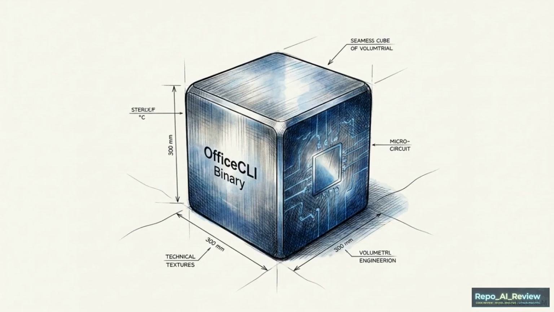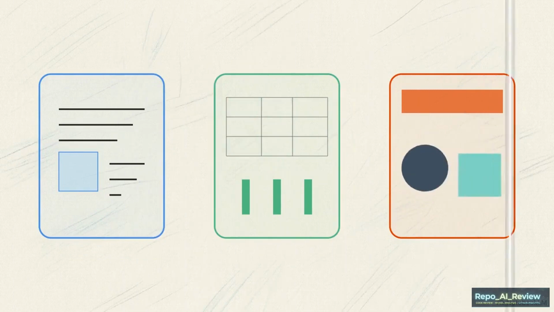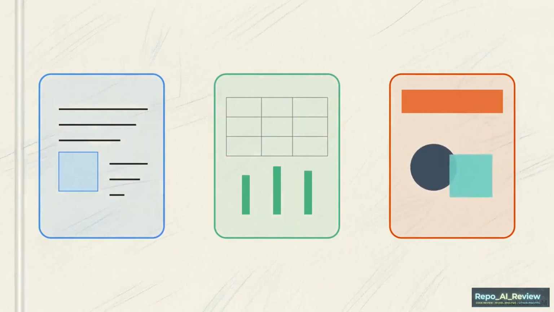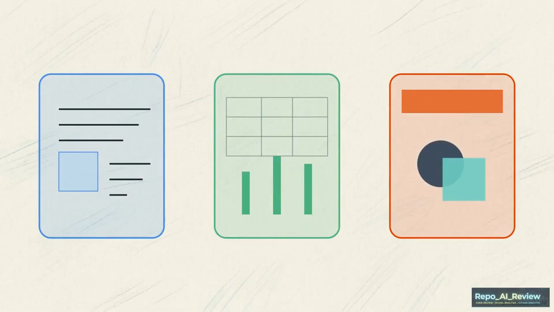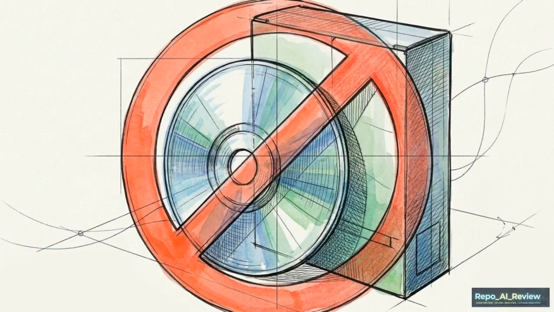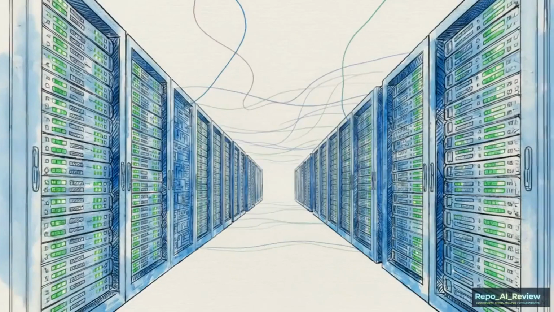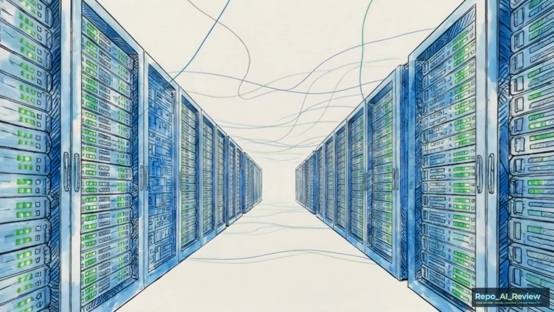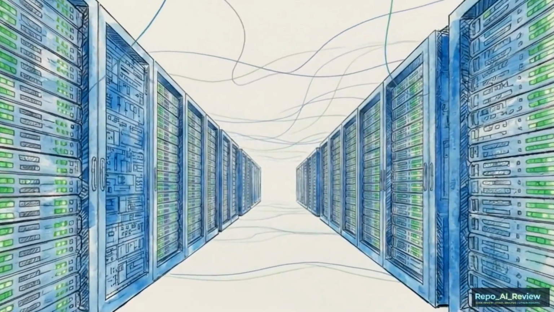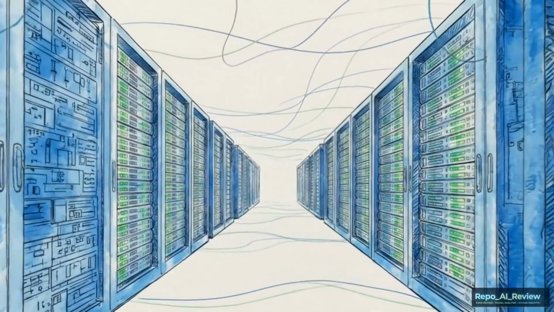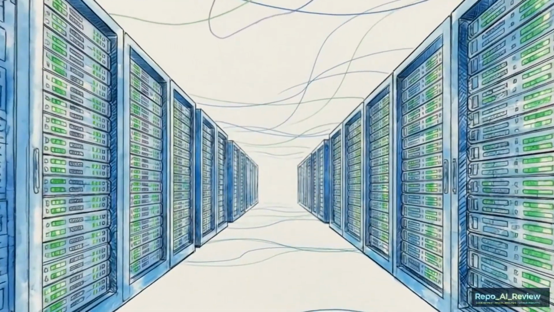OfficeCLI solves this by shipping as a single, self-contained, zero-dependency binary. It allows an AI to read, edit, and render Word, Excel, and PowerPoint documents directly, without ever requiring a Microsoft Office installation on the machine. By removing the need for local desktop software, AI agents are untethered. They can run on headless servers or inside isolated containerized environments.